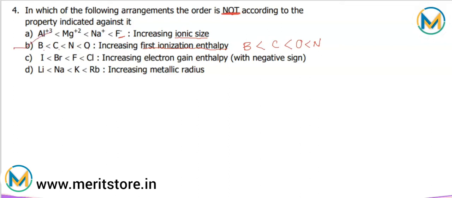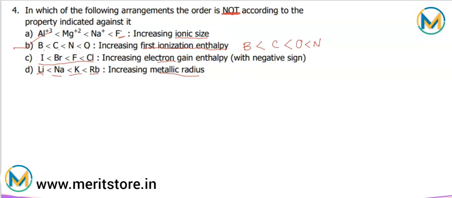If you want to look further, this arrangement is the increasing electron gain enthalpy and this is increasing metallic radius. So it's a down the group property, lithium, sodium, potassium, rubidium. So down the group definitely metallic radius is going to increase, and it will also increase in this pattern only. So the option which is wrongly arranged is option B.